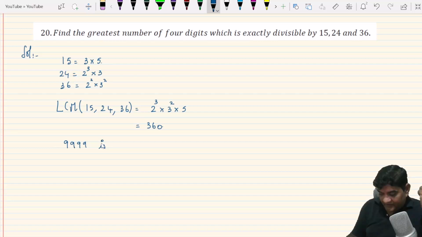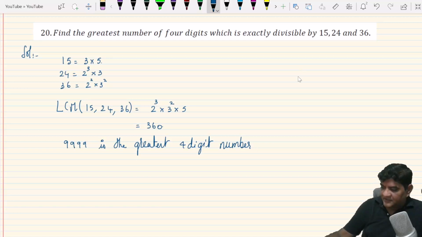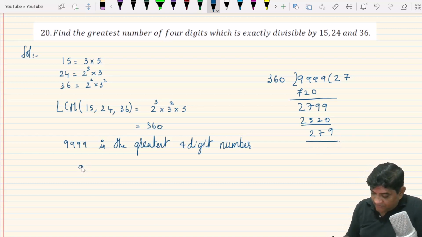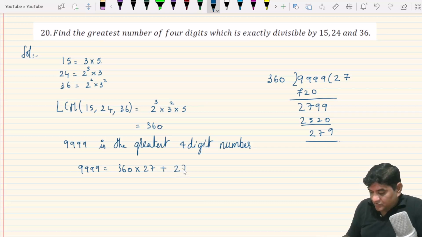9,999 is the greatest four-digit number. Let's divide this. 2 remains, 279. So 9,999 can be written as 360 into 27 plus 279. You transpose 279 to the left hand side, so you'll have 9,999 minus 279 as equal to 360 into 27.